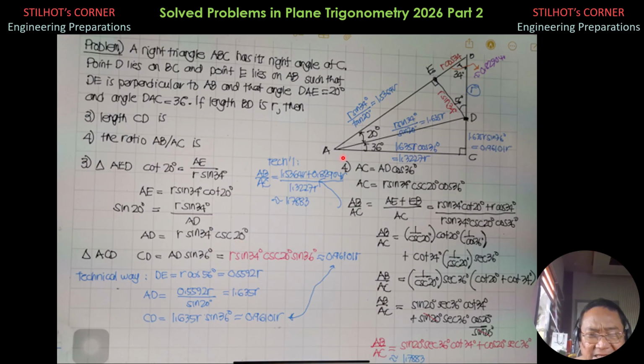So finally, in triangle ACD, sine 36 is equal to opposite CD over AD, or CD is AD sine of 36. So CD is AD sine 36, and since we already derived AD, which is R sine 34 cosecant 20, we just multiply by sine 36. So that's the answer.